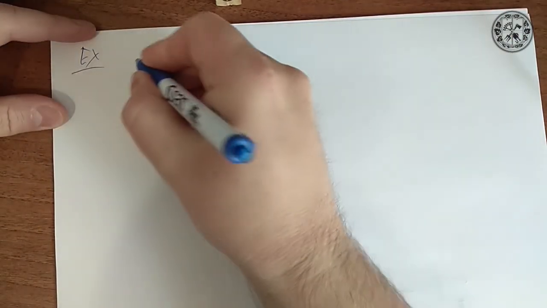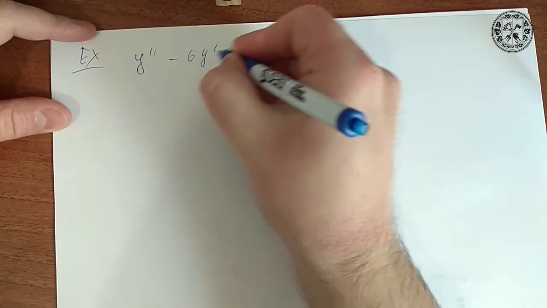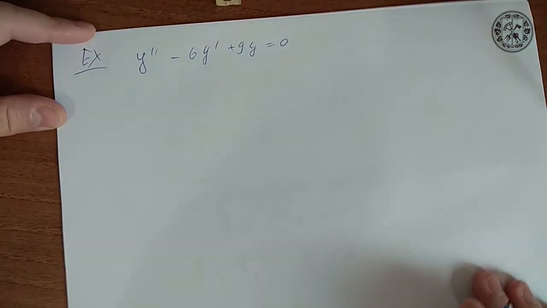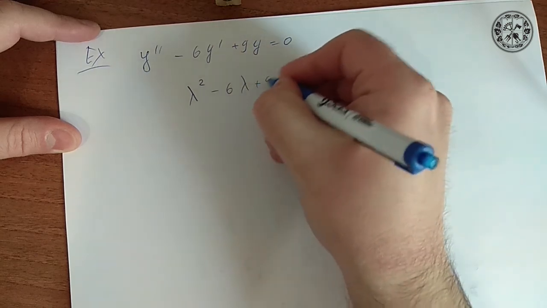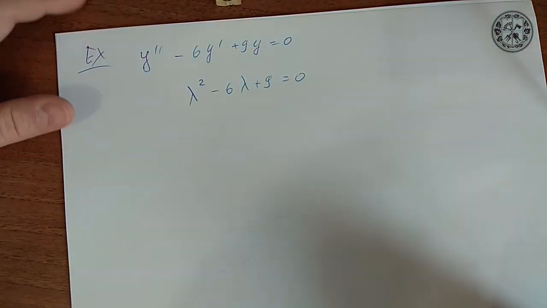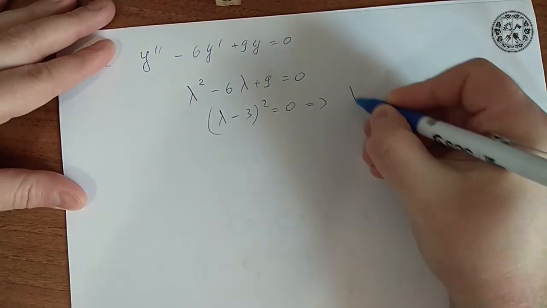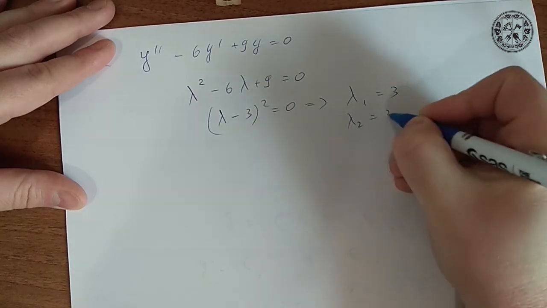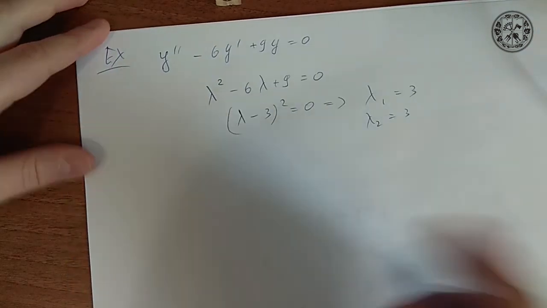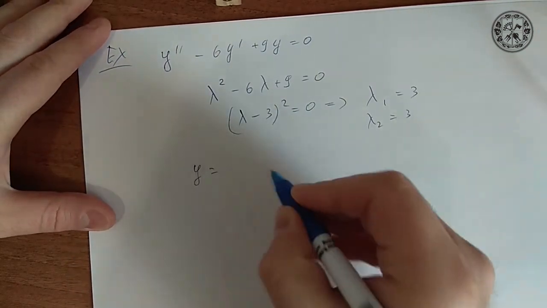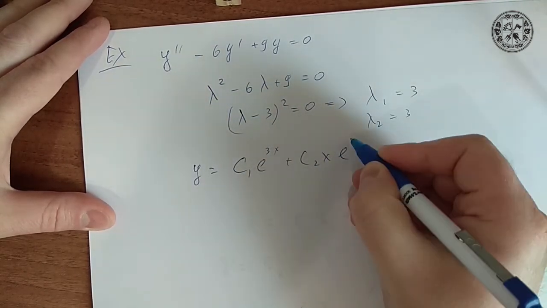Next example. If we have y double prime minus 6y prime plus 9y equals 0, then we write a characteristic equation, lambda square minus 6 lambda plus 9 equals 0. Here we will have (lambda minus 3) square equals 0, so lambda 1 will be 3 and lambda 2 will be 3. So we have two real equal solutions. Then, using Euler's method, general solution will give us c1 e power 3x plus c2x e power 3x.